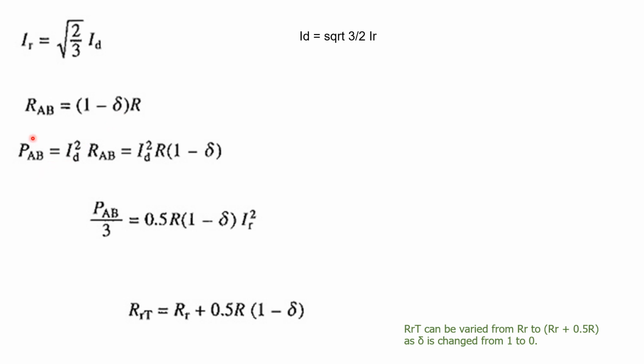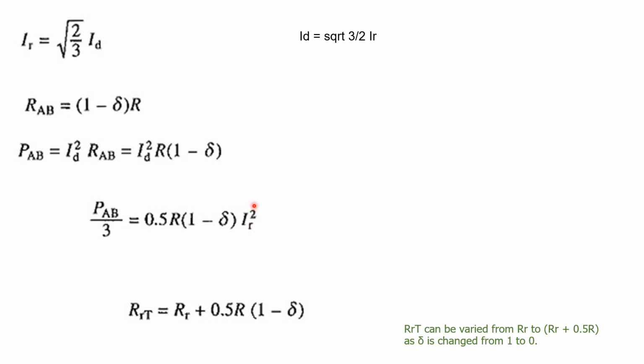If you calculate the power across terminals A and B, it is ID square RAB. Substituting ID as square root of 3/2 into IR, I get 0.5 into 1 minus delta into IR square. Taking the average per phase value, the power consumed by resistor RAB per phase is 1/3 of PAB. After simplification, my answer is 0.5 R into 1 minus delta into IR square.